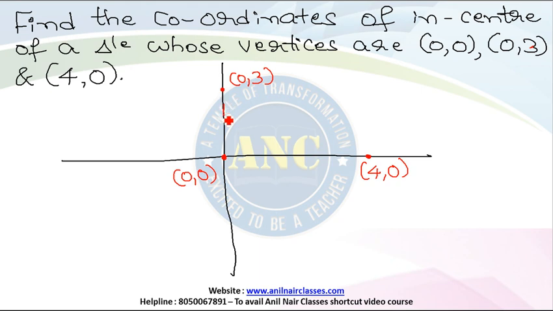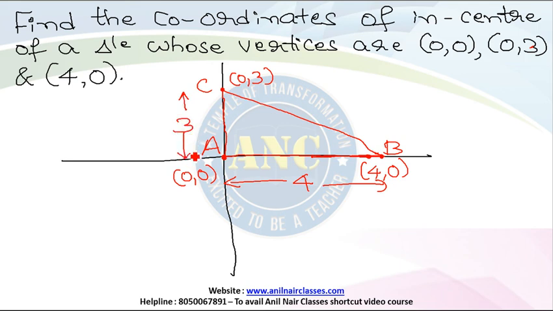If I join these 3 points, I will get a triangle like this. Diagram not drawn to the scale. Kindly bear with us, sir. So let me name this triangle. This is point A, this is point B, this is point C. From 0 to 4 units, the distance is 4 units. From 0 origin, this y coordinate distance is 3 units. Now, same logic, sir. What are the coordinates of in-center is the question.